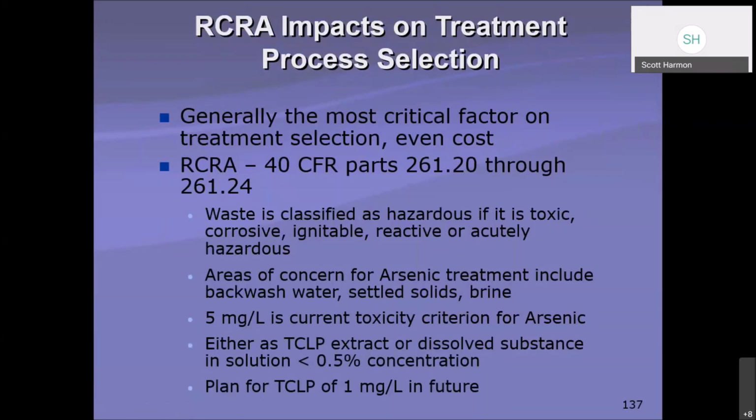Again, waste is classified as hazardous if it's toxic, corrosive, ignitable, reactive, or acutely hazardous, and arsenic can be one of those, right? Areas of concern for arsenic treatment include the backwash, the settled solids, and the brine. That 5 milligrams per liter is key, and that's currently the criteria for arsenic in waste streams, right? Either that has to be the extracted or dissolved substance in solution below that concentration. There is a plan for a TCLP of 1 milligram per liter in the future.